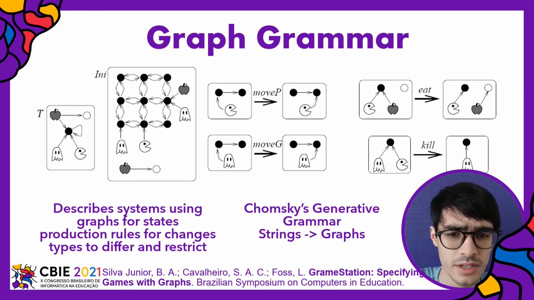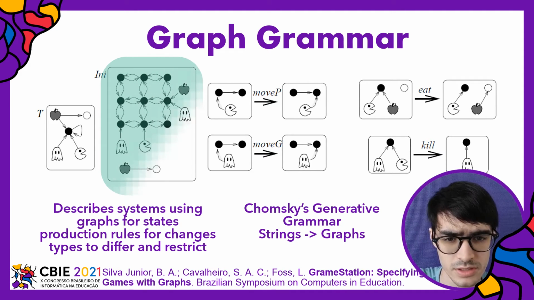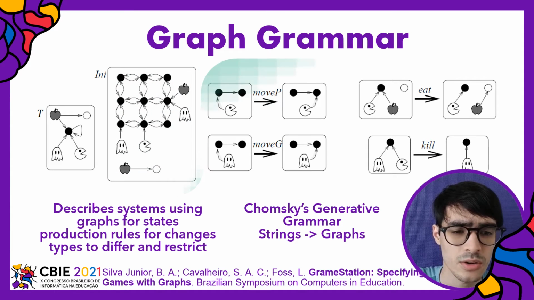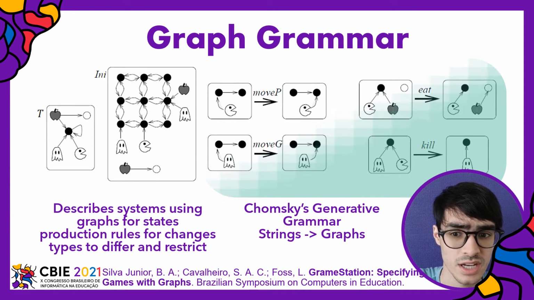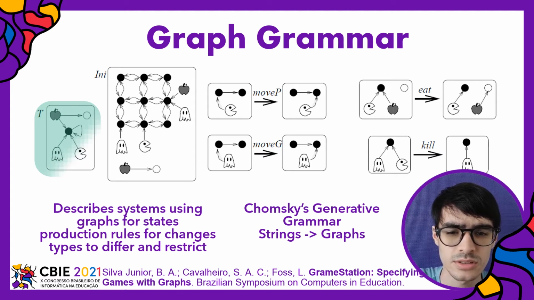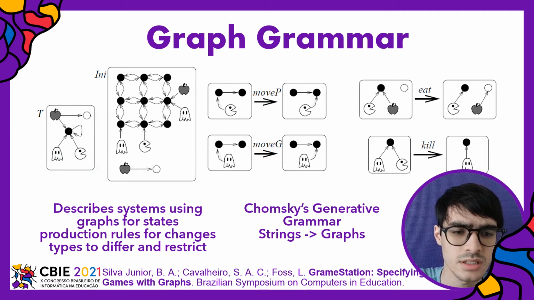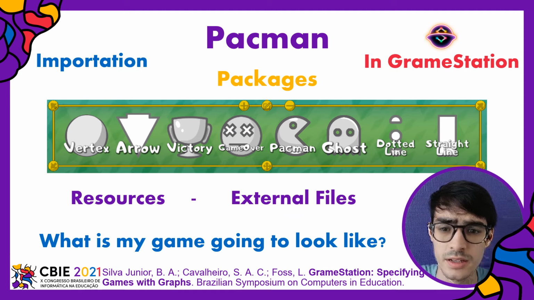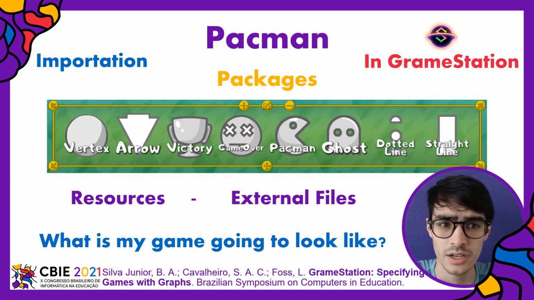A graph grammar is a mathematical formalism to specify and verify systems. It describes the systems using graphs to represent the states of it, graph transformation rules to represent changes of state, and types to differ and restrict the vertices and edges used in the graphs. It is like one of those Chomsky's generative grammars that are used in lexical analysis, but with graphs instead of words. The cool thing is that to build a game in GrameStation, you basically just specify a graph grammar.